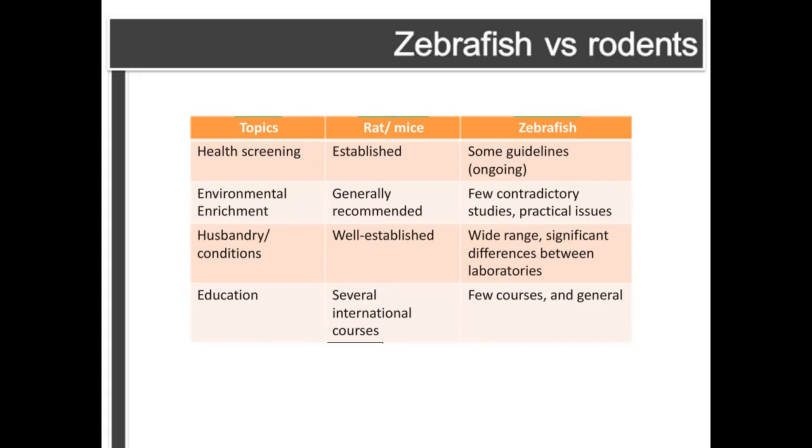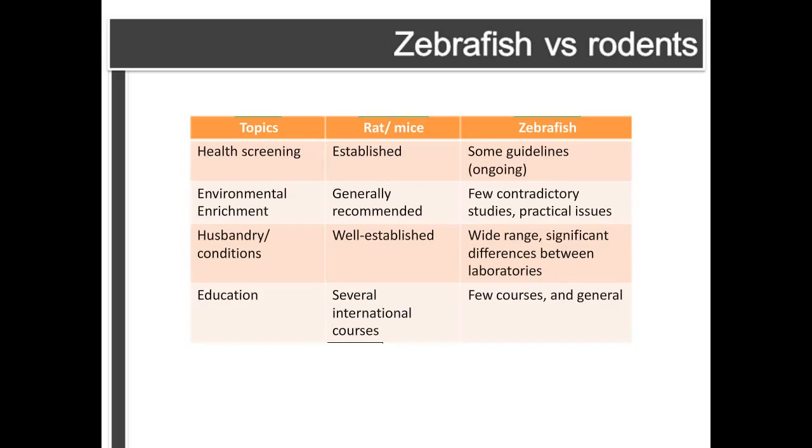In terms of laboratory animal science, you can see that in the health screening, the rat and mice is well established. In the zebrafish, there are some guidelines. Hopefully, FELASA will publish some guidelines this year about it. Regarding the environmental enrichment, it's generally recommended for rodents. But the zebrafish is recommended, but it has some contradictory studies and some practical issues, so it's not really well established. For husbandry conditions, for rodents is well established, but for zebrafish there are still huge differences between laboratories.